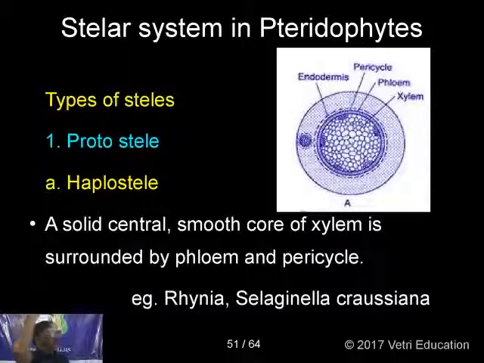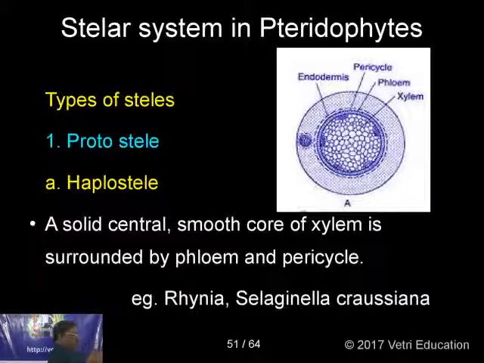So the first one is the haplostele. Haplostele: a solid smooth core of xylem surrounded by phloem and then pericycle. The center is xylem, above the xylem are phloem, pericycle and endodermis. This structure, the haplostele, is the primitive type and the remaining developed from this only. This type you can find in Rhynia and Selaginella kraussiana.